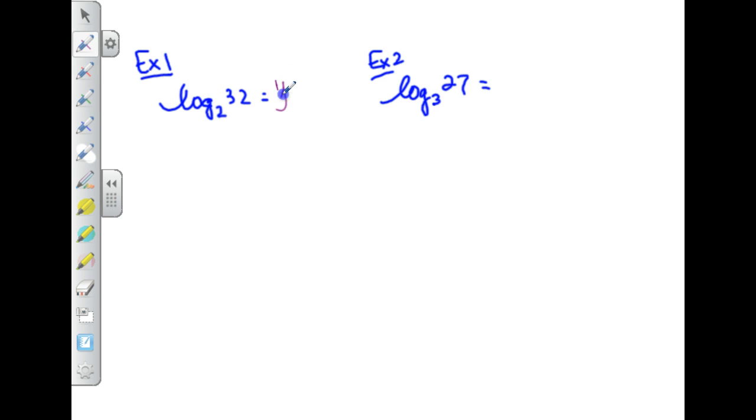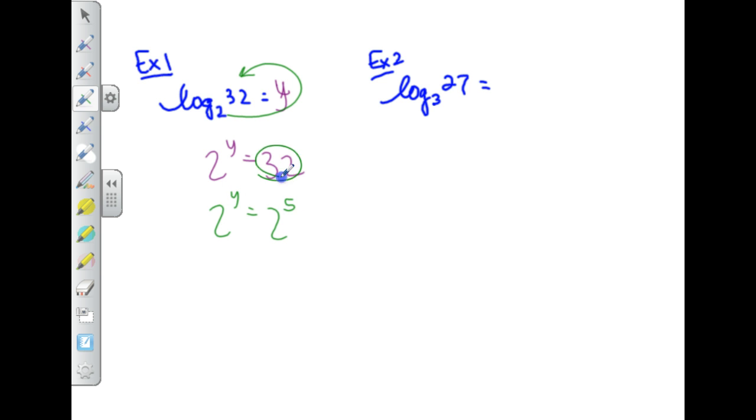Set this equal to y. 2 to the y equals 32 if you do the fishhook. And let's change this to a prime base of 2. Many of you know that 32 is 2 to the 5th, so y is 5. 3 to the what power is 27? Some of you can do that in your head. 3 squared is 9, but 3 cubed, so y has to equal 3.